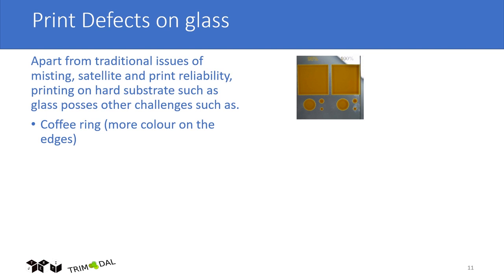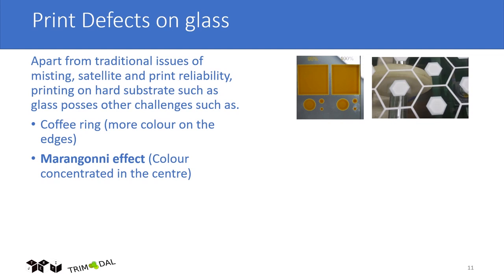It depends how you dry it, how you cook it. Another effect is the Marangoni effect, where the particles actually migrate to the center, so the edges are much lighter. Classic color issues. How do you solve it? You really have to look at the ink, how you dry it, the components, and all that. This is how you change the viscosity.